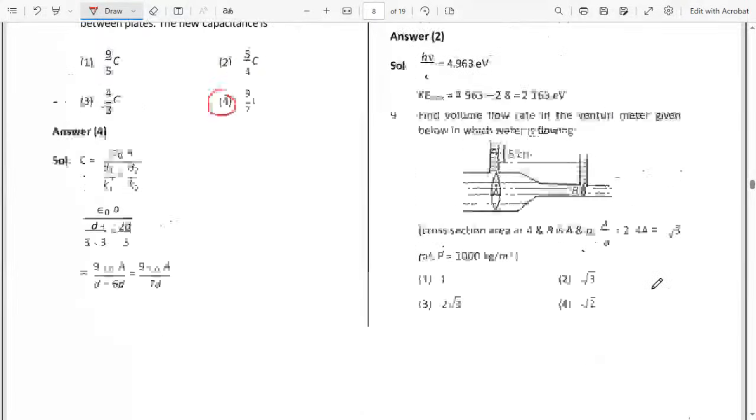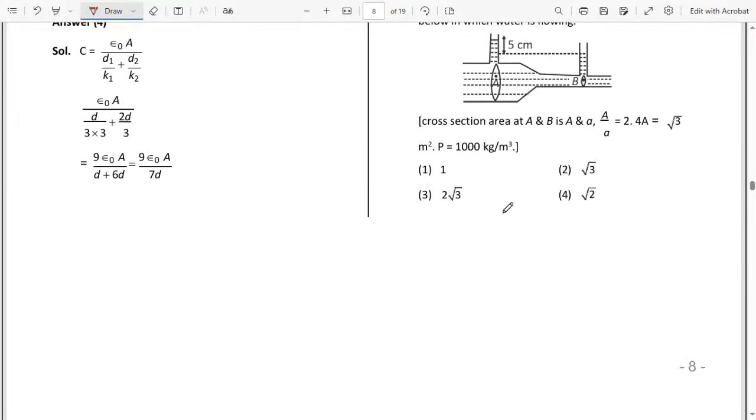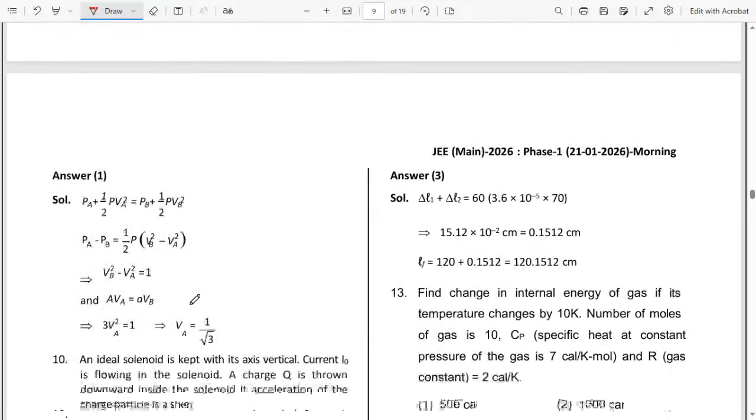Next, find volume flow rate in the Venturi meter given below, in which water is flowing. Cross section area at A and B is A and A by A equal to 2.4, A equal to root 3 meter square, rho equal to 1000 kilograms per meter cube. So the option for this question is answer 1, that is 1 is the correct option, students. The solution is given here. Please go through the solutions. You will get the answer 1.